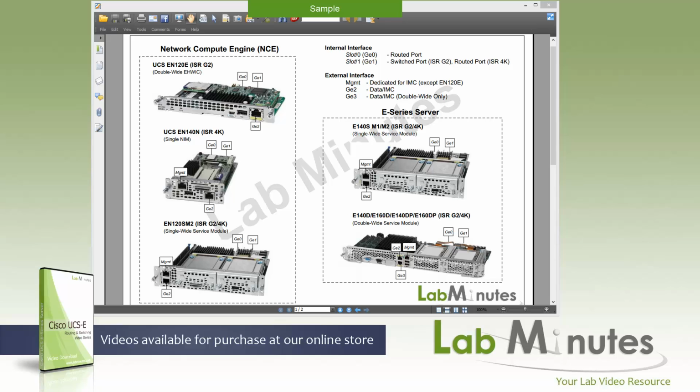We will go over the current UCS-E product lines and then dive into a discussion of interface and networking components of UCS-E. Hence, there would not be any configuration in this particular lab.